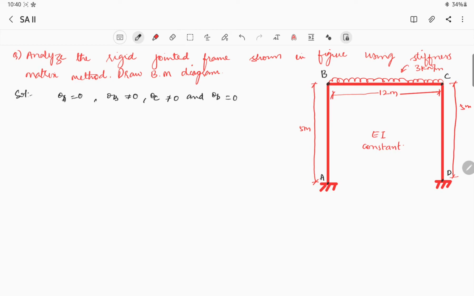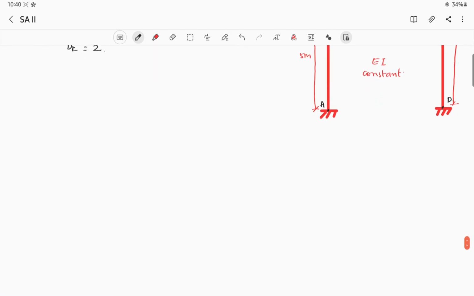So the degree of kinematic indeterminacy of this structure is 2, because theta B and theta C are not equal to 0. Therefore the size of the stiffness matrix will also be 2 by 2. Before going for the calculation of fixed end moments, we first formulate the stiffness matrix. How to formulate the stiffness matrix?